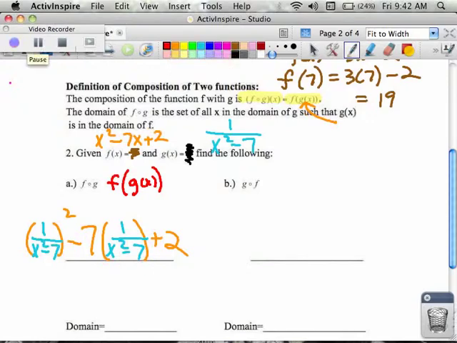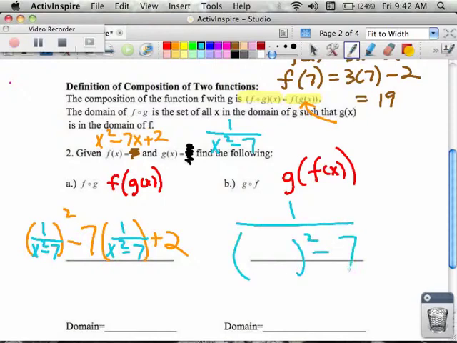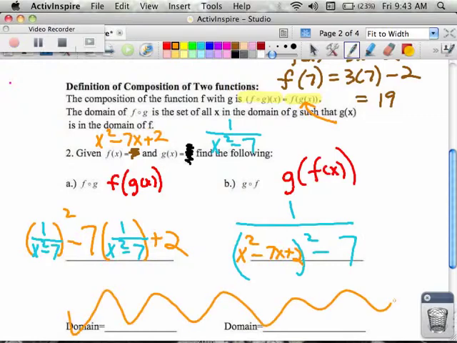In B, same thing, but it's g circle f. So this is saying to me, I want g of f of x. Or in other words, look at the g function and shove the f function into it. The g function was 1 over something squared minus 7. What gets shoved in there? Whatever the f function was. So x squared minus 7x plus 2. And I'm not going to talk about domains in this one. We've talked about domains and ranges enough.